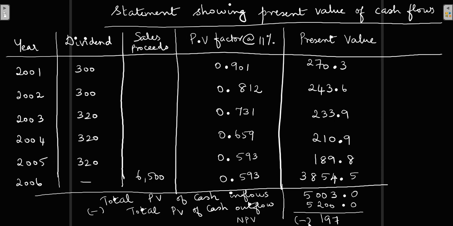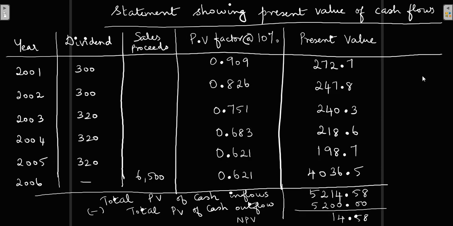Since this is negative, we have to try one more iteration. So let's try 10%. For 10%, you do the same things that you did for 11%, and you get the total present value of cash inflows and subtract cash outflow from it. As soon as you get a positive value, you can stop iterating. So at 10%, you're getting a positive net present value of 14.58.